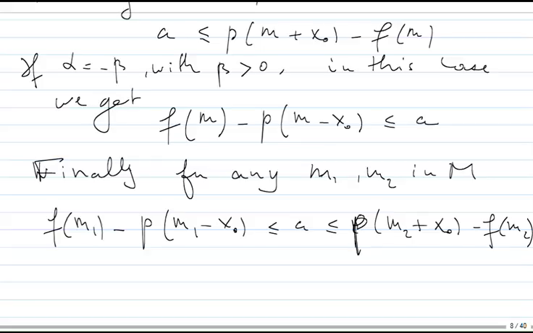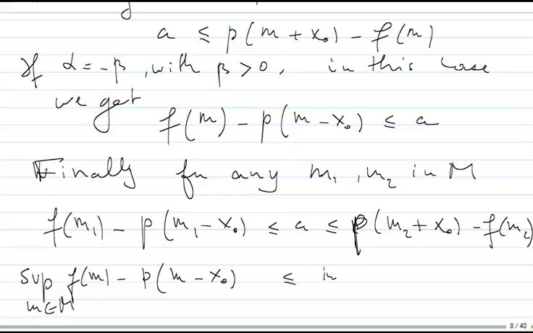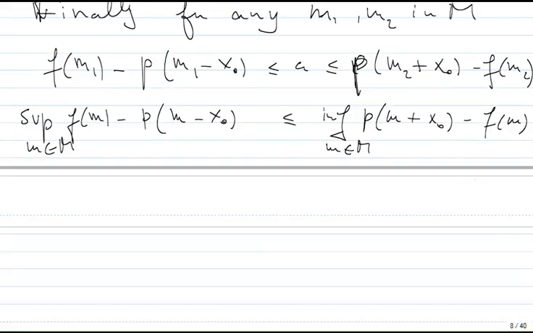So to have this, we need to show that this sup is less than the inf of this one. So sup of f of m minus P of m minus x0, m in M, is less than the infimum of P of m plus x0 minus f of m for m in M. If this is satisfied, such an A does exist. Okay? So let m1, m2 belong to M.